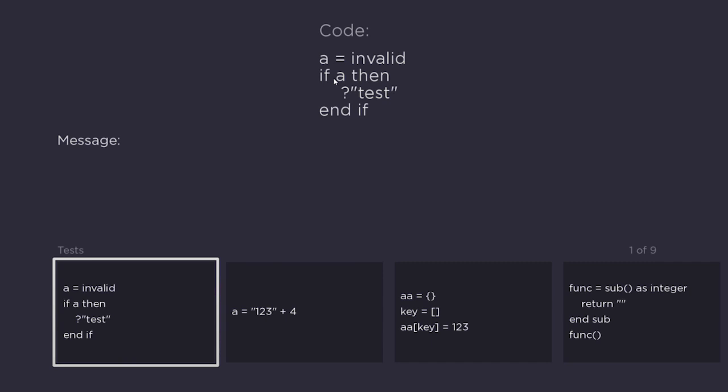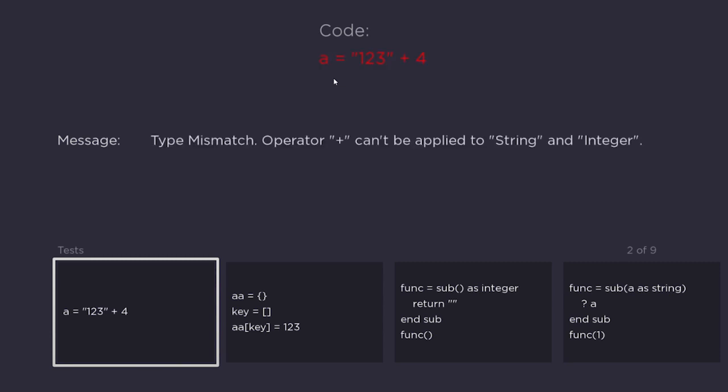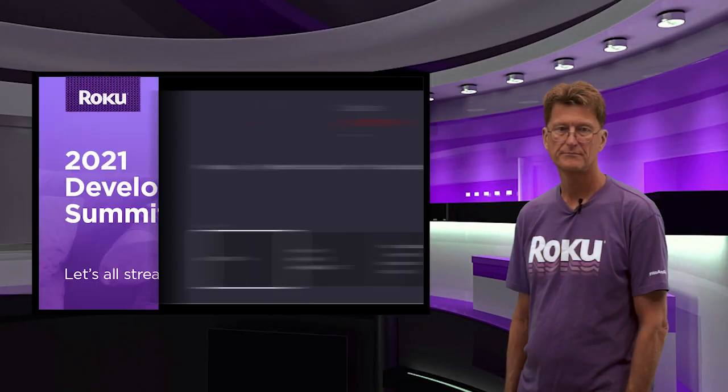Here are some additional examples of the feature in action, showing more detailed error messaging. For example, trying to add a string to an integer produces this message.